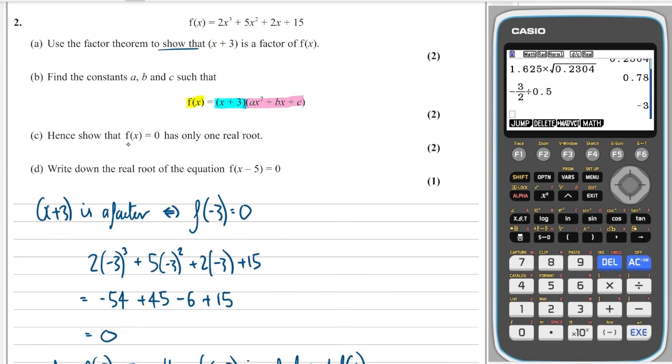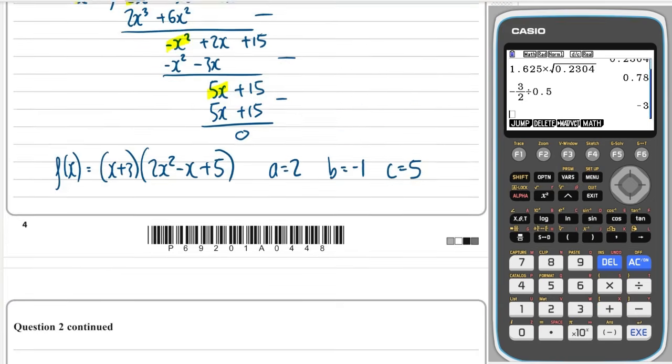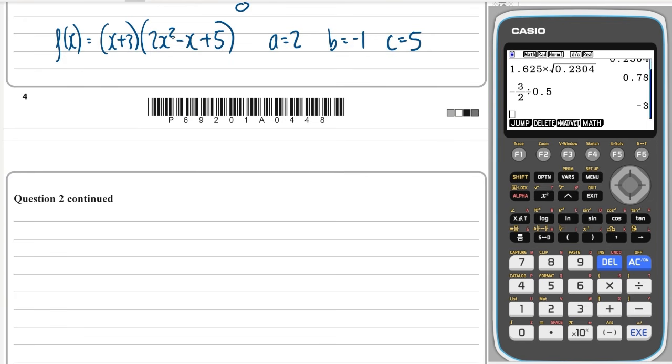Next part says, hence show that f of x equals 0 has only one real root. Okay, well, if I were to set f of x equal to 0, I know that it's x plus 3 multiplied by 2x squared minus x plus 5. And I know that we can get a root coming out of this bracket here, because x equals minus 3 makes that bracket 0. So what it's saying is that show that this part has no real roots.